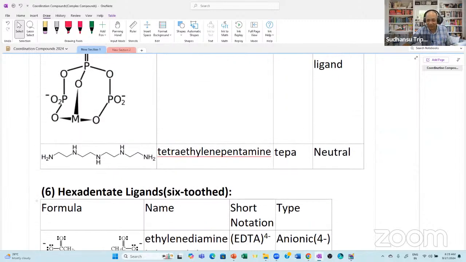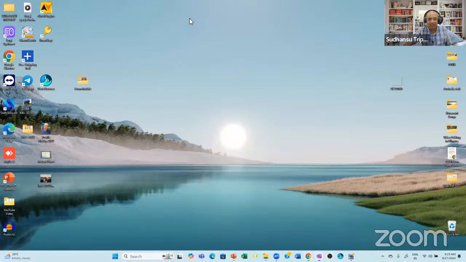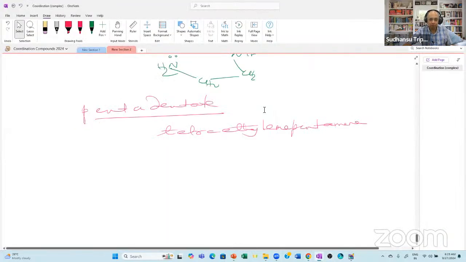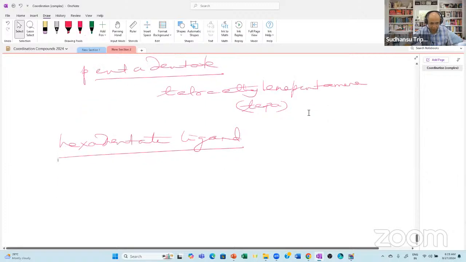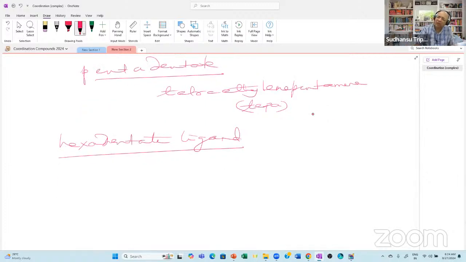And so the last but not the least is the hexadentate ligand. The hexadentate ligand is EDTA, which is very much used in inorganic chemistry and reactions, to remove hardness, calcium and magnesium, and they form EDTA complexes very easily.